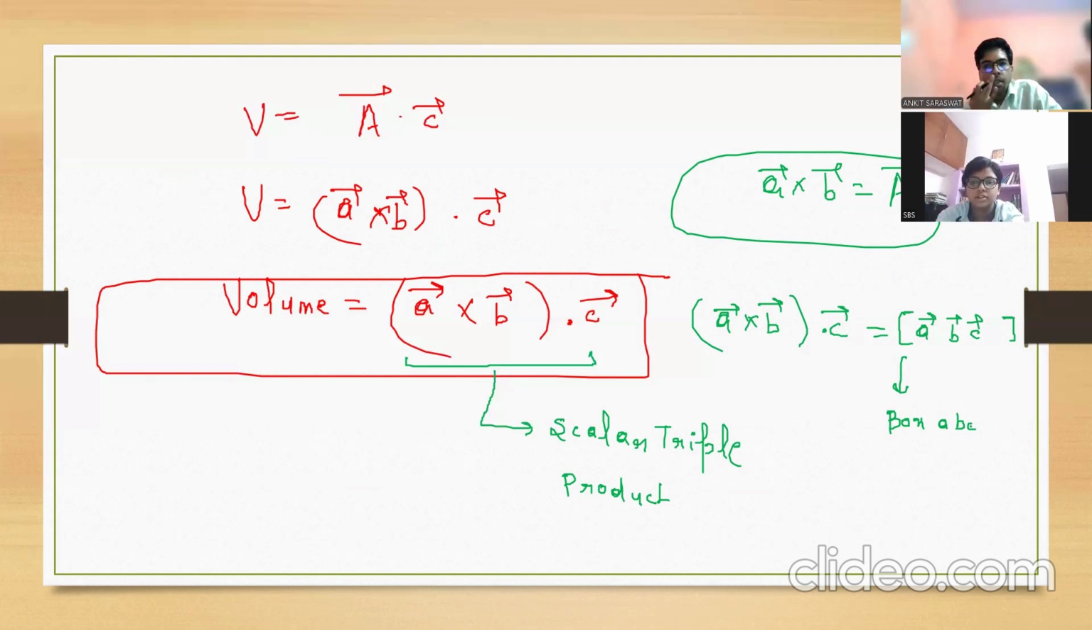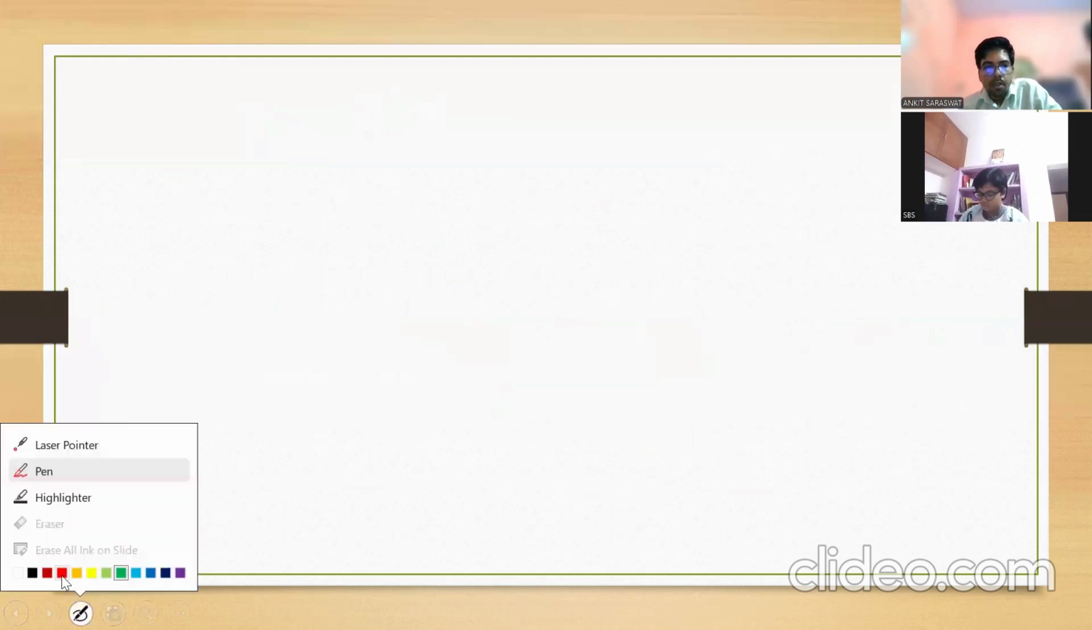A cross B dot C. Simple. Scalar triple product. Now listen: if I write A B C, you will tell me. Remember one thing.